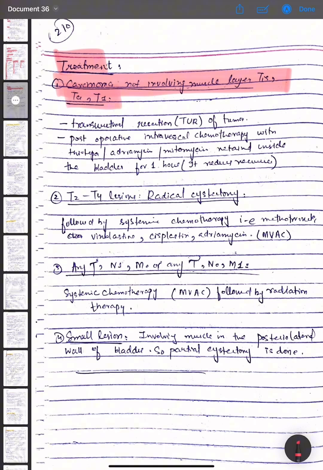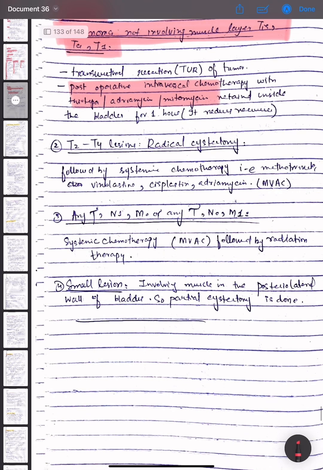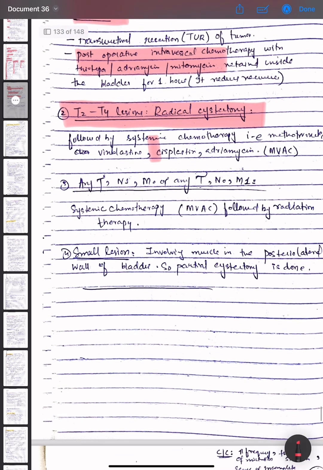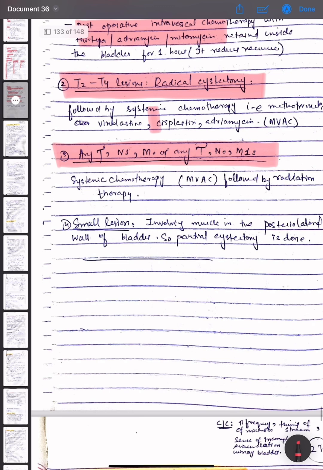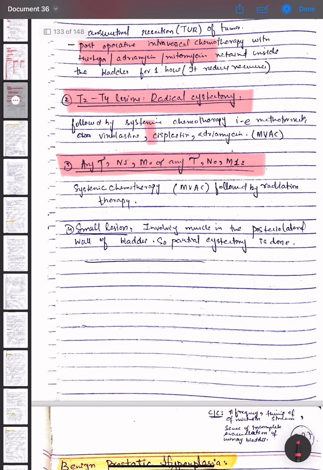It reduces recurrence. Then for T2 to T4 lesions, radical cystectomy is done, followed by systemic chemotherapy, that is methotrexate, vinblastine, cisplatin, and adriamycin. For any T and N, or any T and M1, systemic chemotherapy is done, followed by radiation therapy, and for small lesions involving the posterior wall of the bladder, partial cystectomy is done.